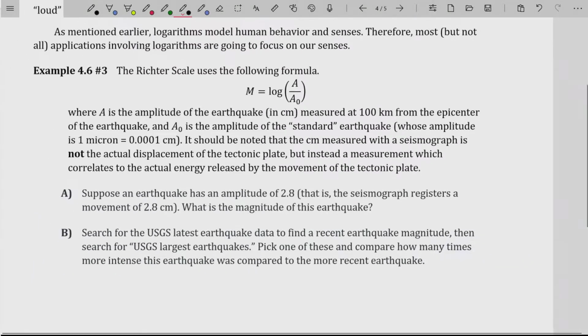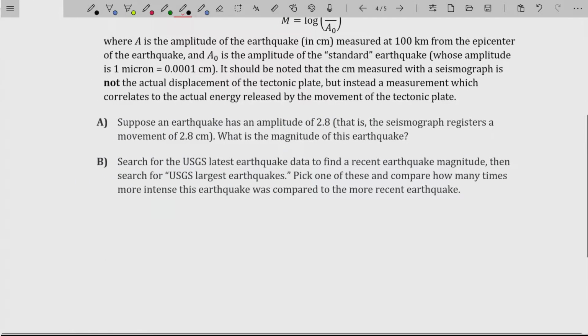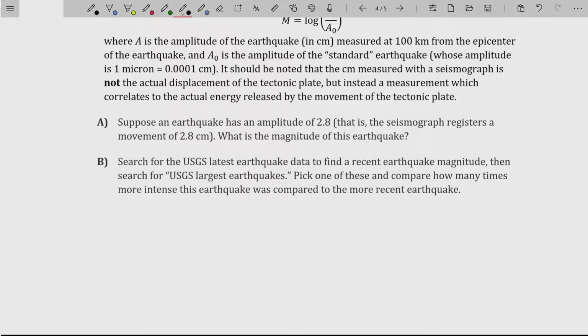So that being said, let's dive into this. Suppose we have an earthquake and it has amplitude 2.8. So the seismograph registers a movement of 2.8 centimeters. What is the magnitude of this earthquake? Well, that's actually not too terrible to figure out.